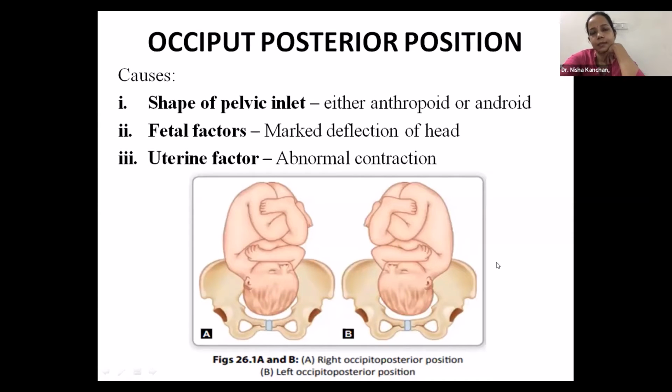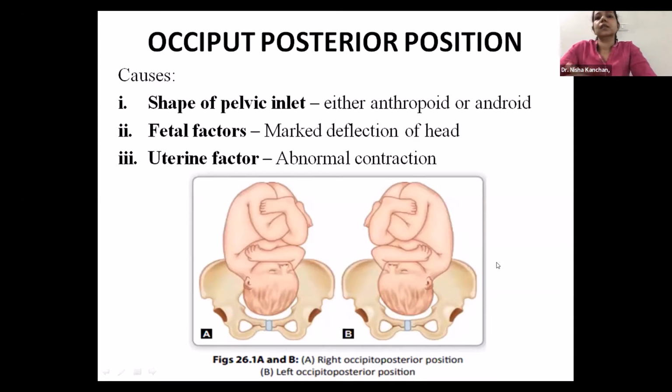Figure A is where the occiput is facing towards the right sacroiliac joint. So it is right occipital posterior. Figure B, the occiput is facing towards the left sacroiliac joint. This is left occipital posterior. There is another occipital posterior position, which is direct occipital posterior, where the occiput is touching the sacral promontory, which is not a very common position.